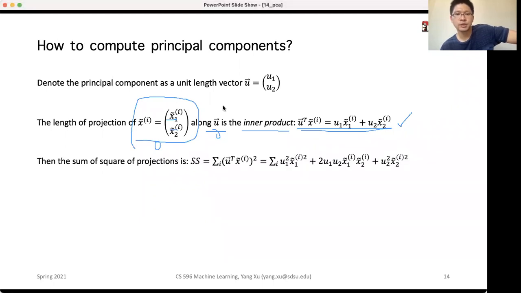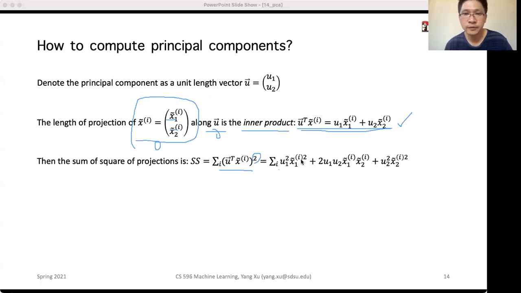Okay, and then we just need to sum up all those projections, right? And of course, there's one more step, which is to compute the square, right? It's the sum of squares. It's not the projection itself, because the projection can be negative or positive, right? But we're interested to see the magnitude of the projection. So ultimately, we just need to compute the square of it, and then sum up all the squares.